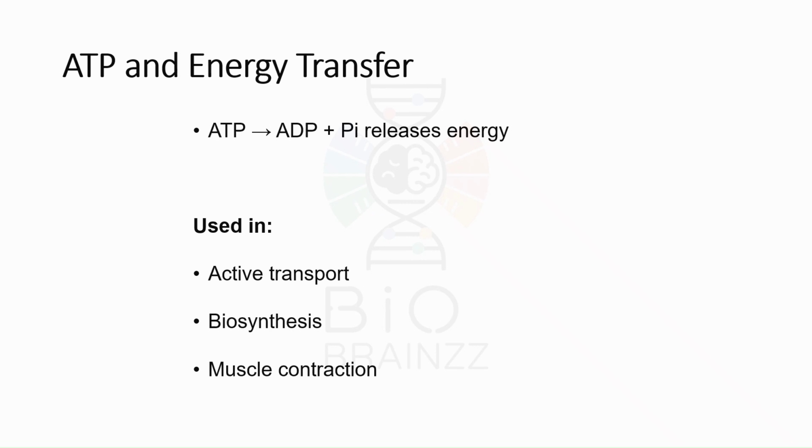ATP is the main energy currency of the cell. When ATP is hydrolyzed into ADP and inorganic phosphate, energy is released and used for cellular work. This energy is used for processes like active transport, biosynthesis, and muscle contraction. Understanding how ATP is utilized is very important because almost every biological process depends on it.